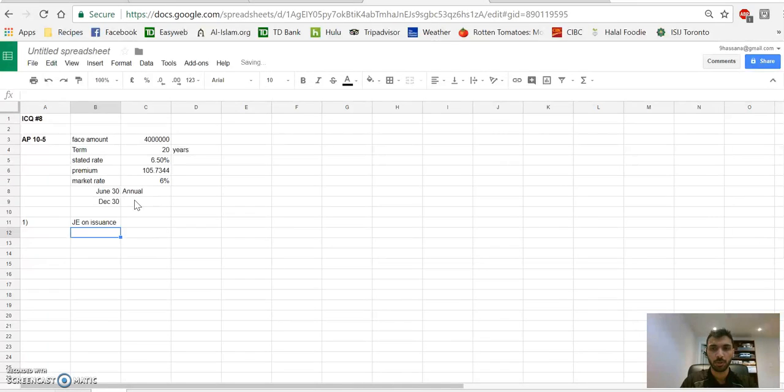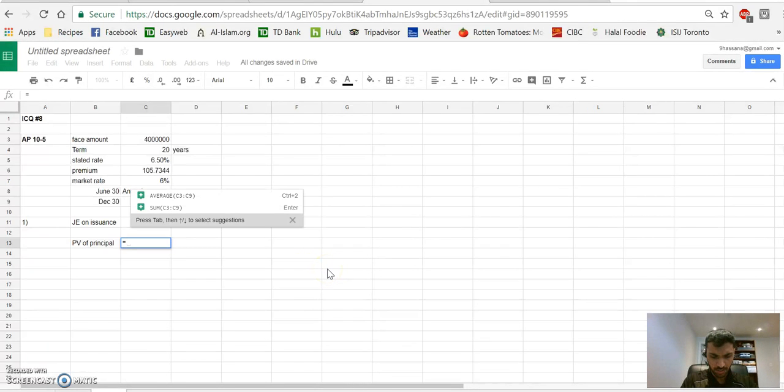So this is fairly straightforward, and we've looked at examples like this in class. The way you do this is present value of the principal, which is step number 1. So in this case, our face amount is $4 million, and we want to present value that. So it's going to be $4 million.